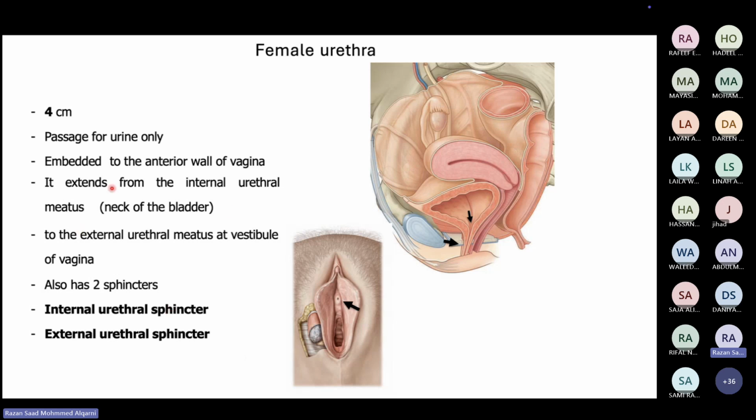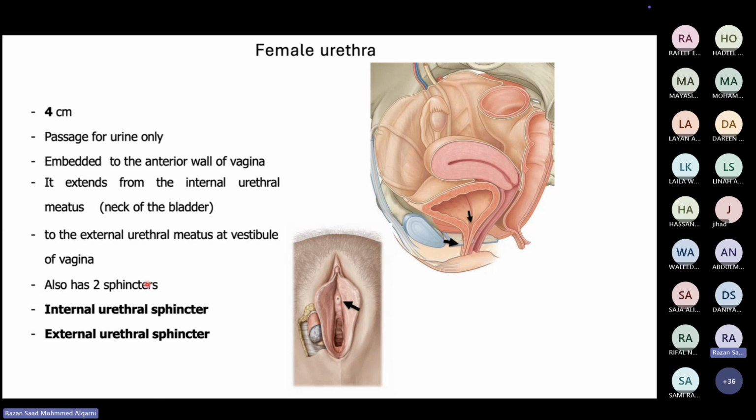It extends from the internal urethral meatus, which is the opening at the neck of the urinary bladder, to the external urethral meatus, which is the opening outside, in the vestibule of the vagina. This is called the vestibule of the vagina, which has the clitoris, the external urethral meatus, and also the vaginal opening, and that's it.